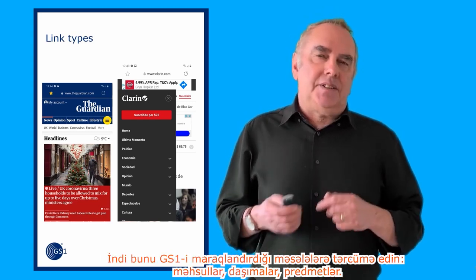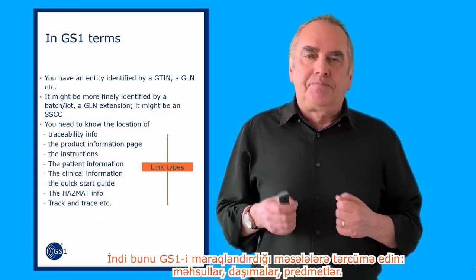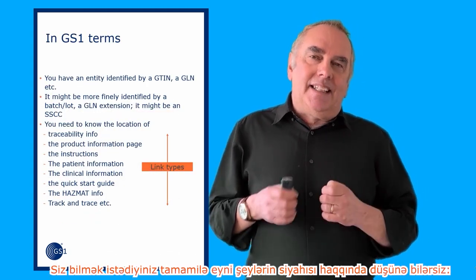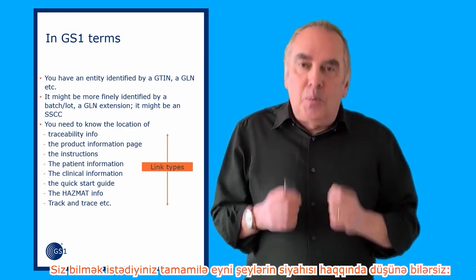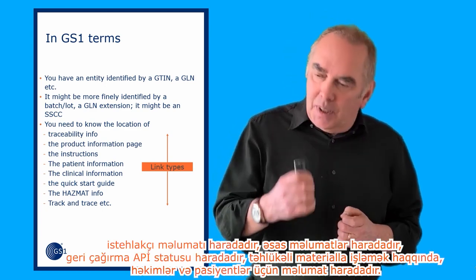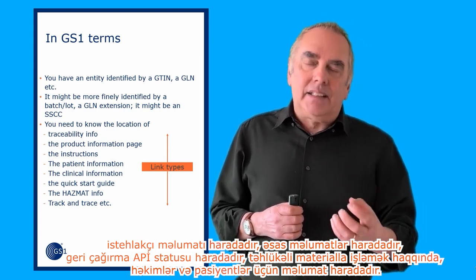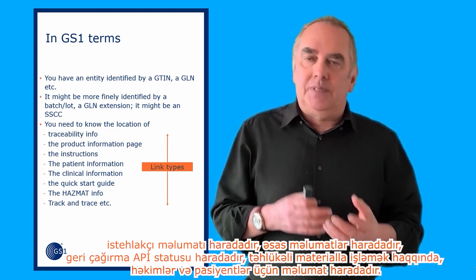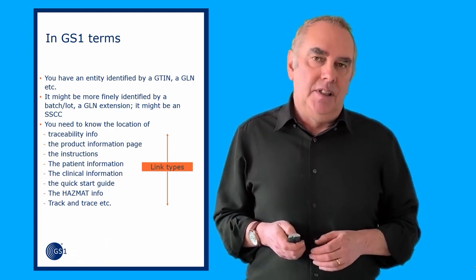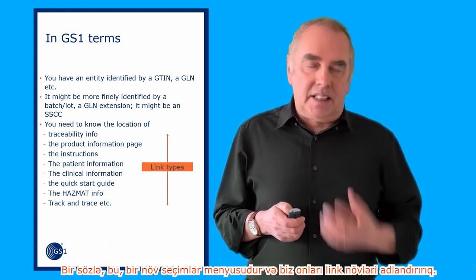Now translate that to the kind of things that GS1 cares about: products, shipments, items. You can think of exactly the same list of things that you want to know about. Where's the consumer information? Where's the master data? Where's the recall status API? Where's the information about handling hazardous material? Information for clinicians, information for patients. So it's that sort of menu of options, and we call those the link types.